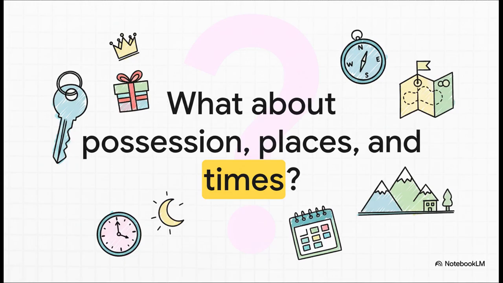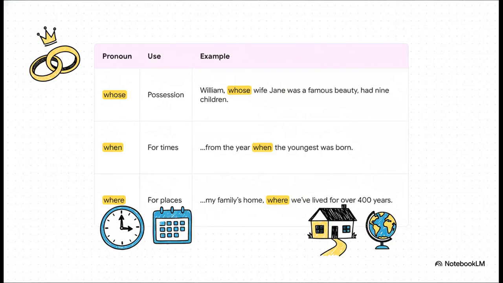Okay, but what if you want to get a little more specific, right? What if you're not just talking about a person, but something that actually belongs to them? Or what if you need to talk about a specific time or a certain place? Well, for that, we've got a few more specialized tools in our kit. And here they are. Whose is all about possession. William, whose wife, see, it connects William to his wife. When is your go-to for time. The year when the youngest was born. It pinpoints that moment. And where, you guessed it, is for places. My family's home, where we've lived. It tells us more about the home. Each one has a really clear, super useful job.